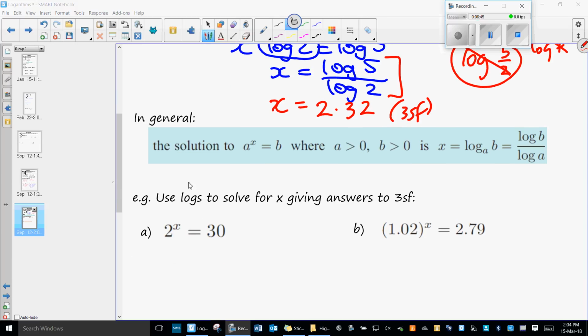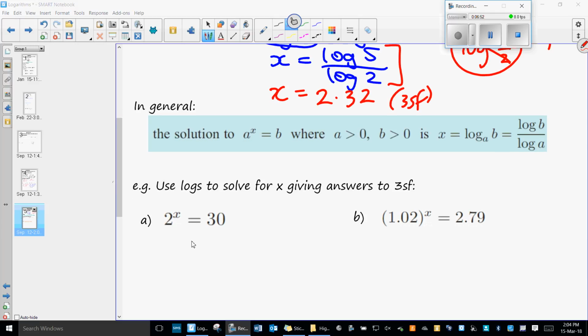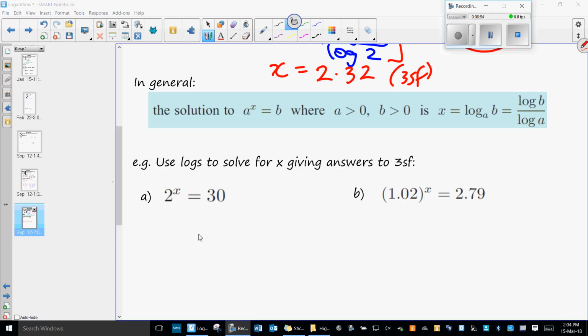So, what would I do here? I could take logs of both sides, yes? So that's our first step. We're going to take logs of both sides. So we literally write the word logs.